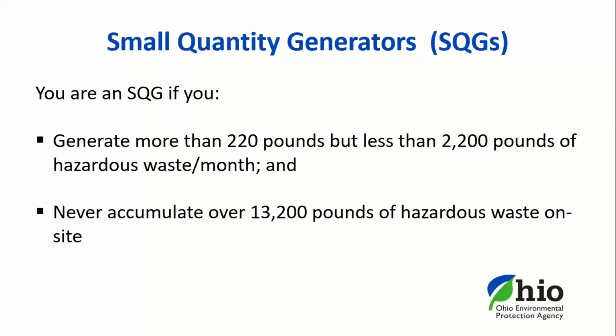The next category is SQG. You'll fall into this category if you generate more than 220 pounds, but less than 2,200 pounds of hazardous waste in a calendar month. You're also limited to the amount stored on site at any given time, which is 13,200 pounds.